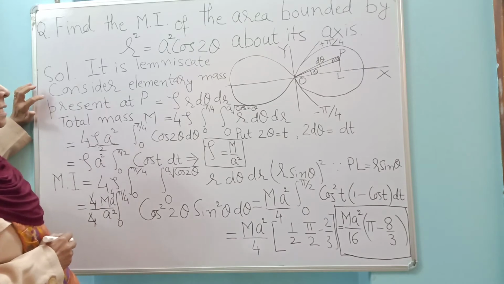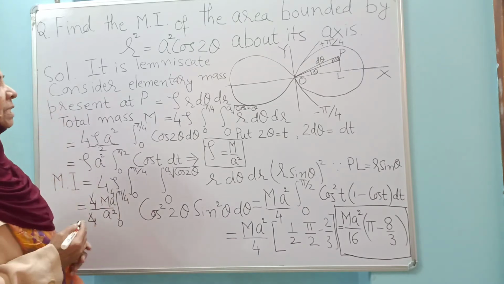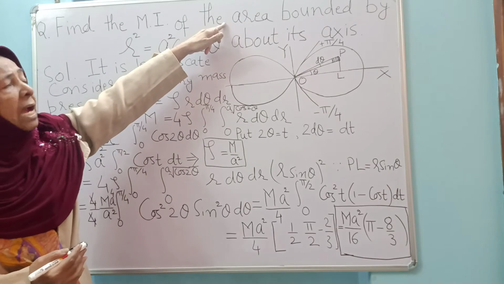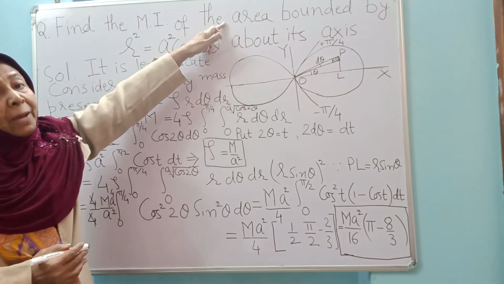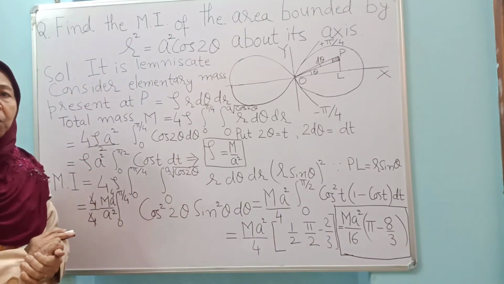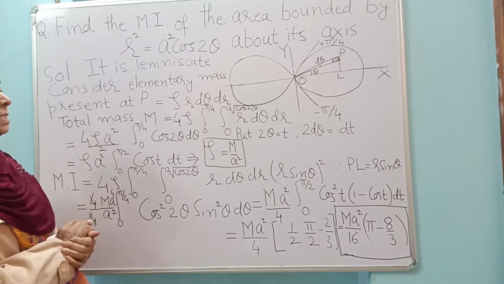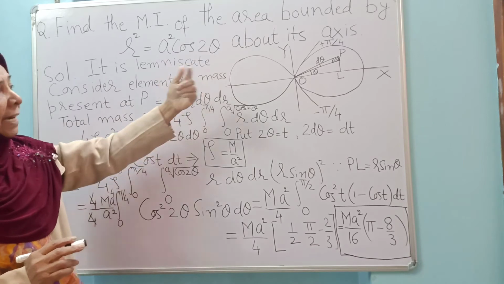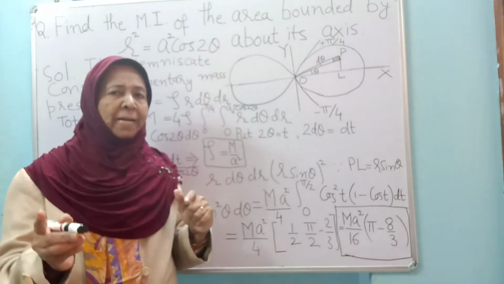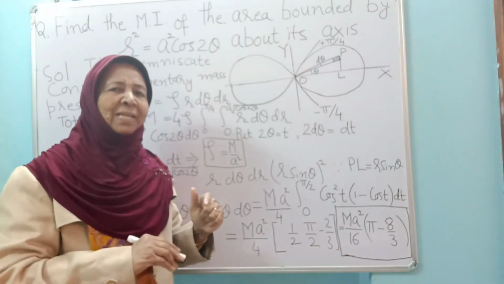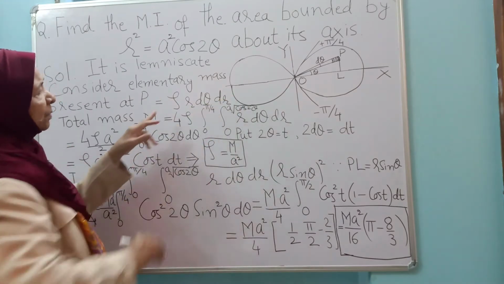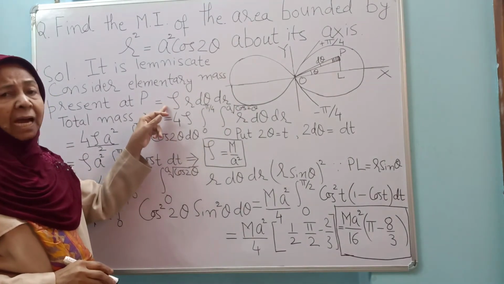Now, let us consider, as we did in all the questions, an elementary mass. You can observe that this is an area, which means it is a question of two dimensions. So what we have to do? It will be a type of lamina on the plane of the blackboard. So we have to consider the elementary mass at a point P. Now, what will be this mass? Length into breadth, r d theta into dr. So it will be r d theta dr, and its mass will be this area multiplied by the density.